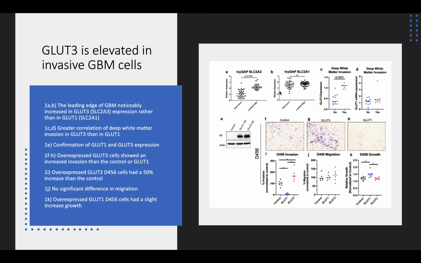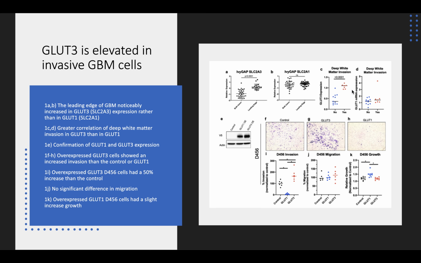So one may notice in 1A and B that the leading edge of GBM noticeably increased in GLUT3 expression rather than in GLUT1. Or one may say the leading edge of GBM was noticeably elevated in GLUT3 compared to GLUT1.